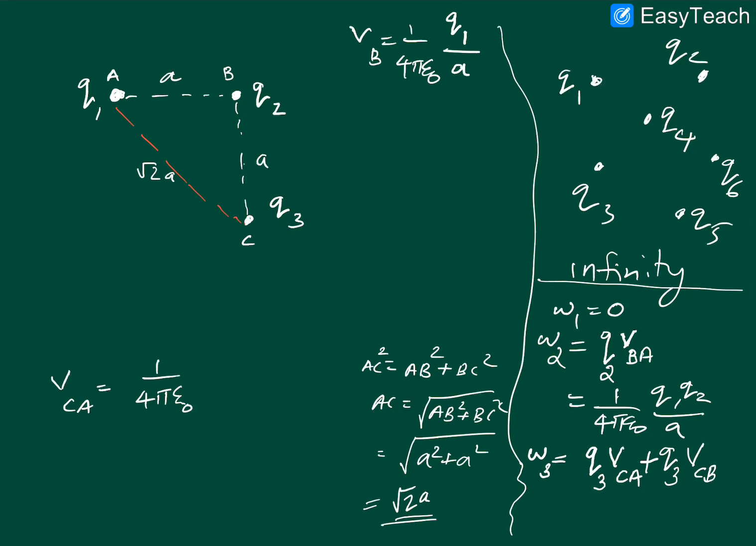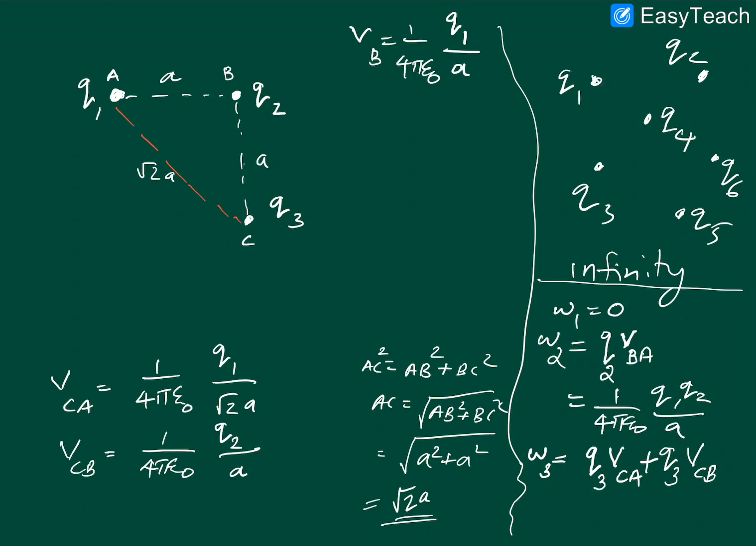Now what is the potential at C due to Q1, which is at A? So charge is Q1 divided by distance. Distance is root 2A. This is the potential at C due to the charge at A, that is Q1. Now what is VCB? 1 by 4 pi epsilon 0. At C, the charge at B is also producing potential. Which is the charge at B? That is Q2 by distance is A. From B, Q2 to Q3 distance is A. So you got the potential terms.